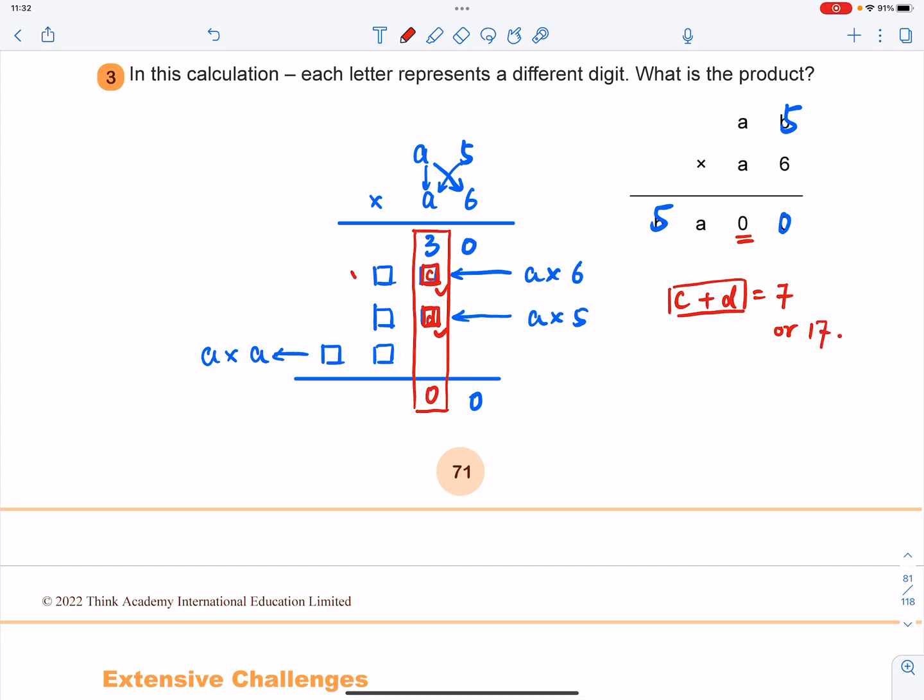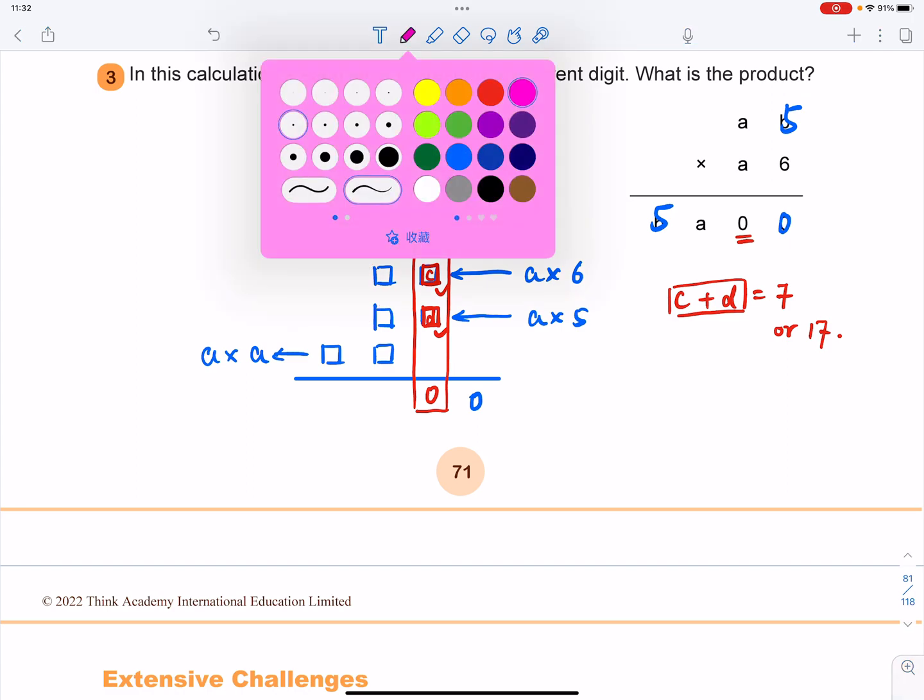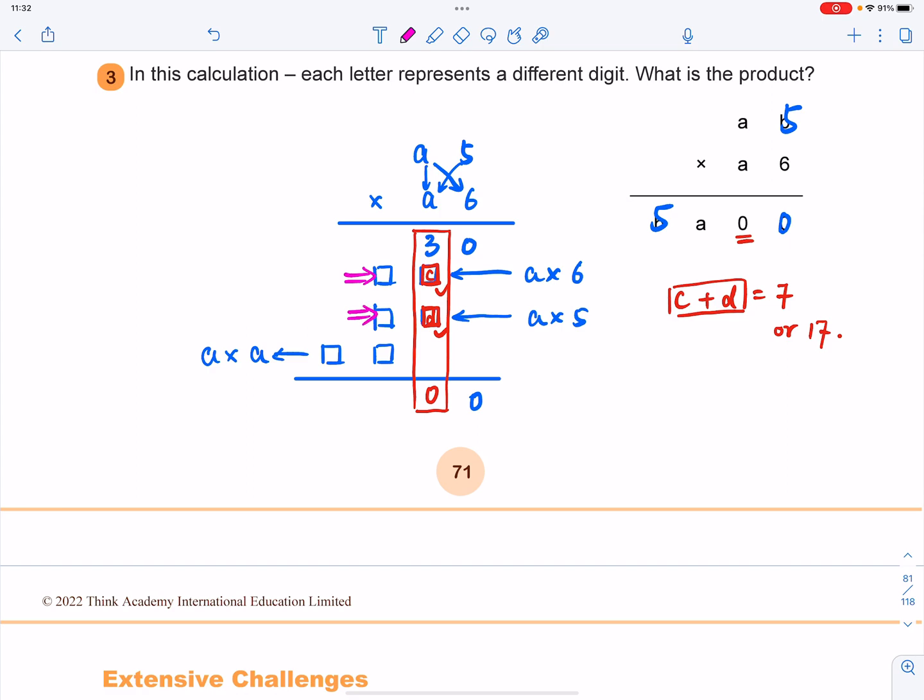And you know that if you add these two numbers, the last digit must be 7, right? So what's the sum of those two digits? That is just A times 6 plus A times 5. So that is A times 11. What does that mean? If you want to get 7 as the last digit, A must be 7, right? Because that way you can get 0 at this place. So we know A equals 7. And then we solve the question.